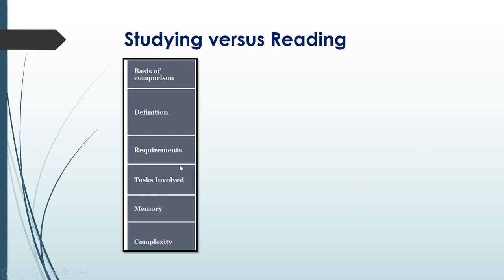You can see that in terms of definition, you will find out the difference. In terms of requirements, you will find out how studying is different from reading. The tasks that are involved, then you will see how one is different from the other. Memory, in terms of remembering, what one does in studying and what one does in reading. And finally, easy or difficult, whatever that complexity level, we see how they are different from each other.